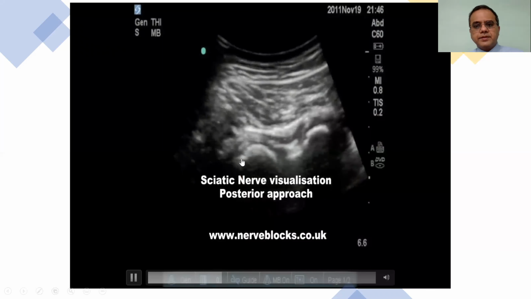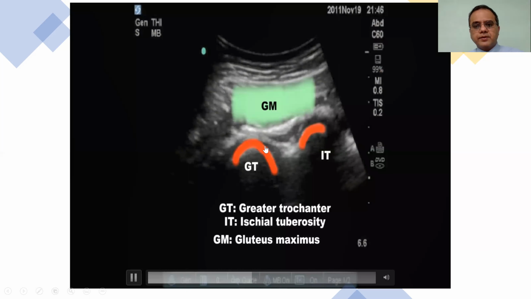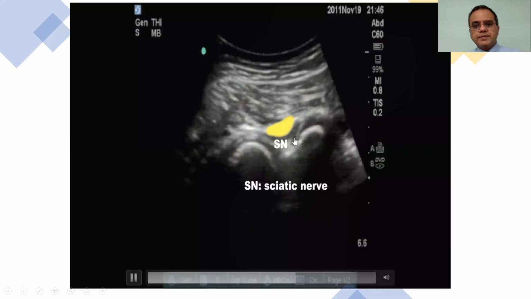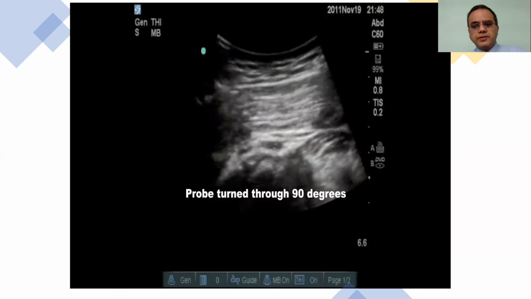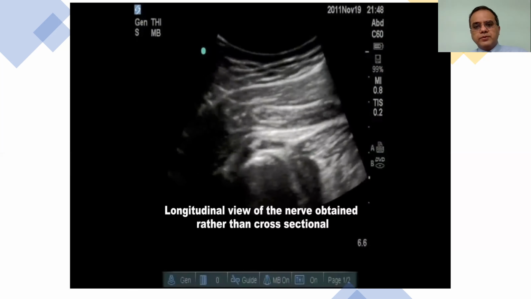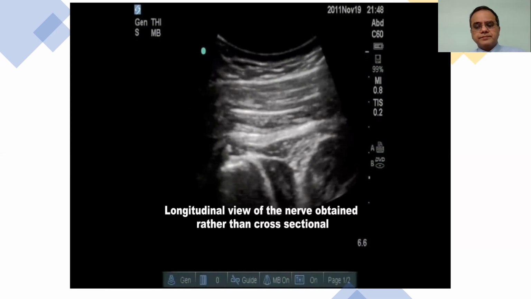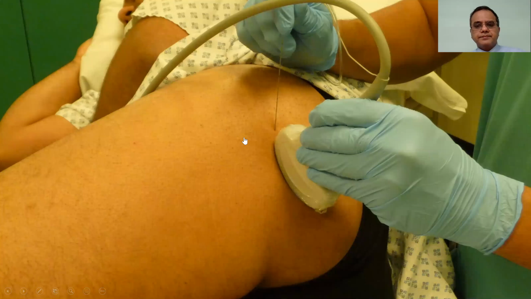So here in this picture, you can see the bony shadows. These are the bony shadows produced by the greater trochanter and the ischial tuberosity. You can see the gluteus maximus muscle and the quadratus femoris muscle, and the nerve lies between the two muscles. And just to confirm the presence of the nerve, you can turn your probe through 90 degrees to view a longitudinal view of the nerve. Needle is introduced in plane.